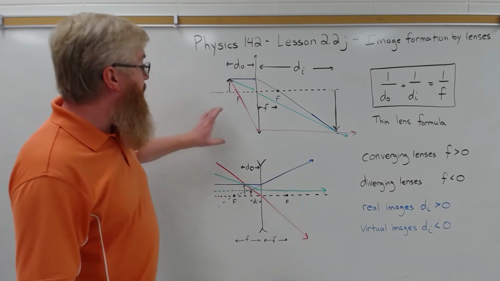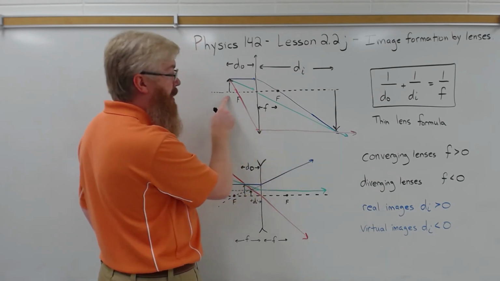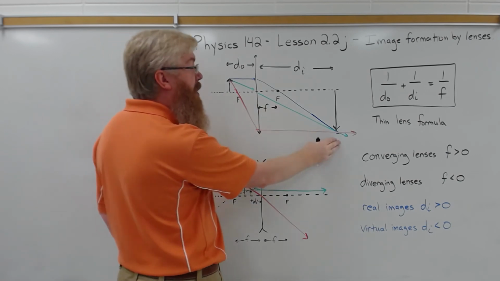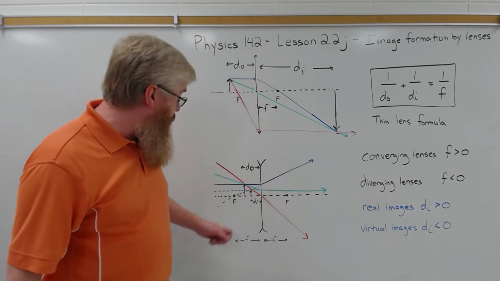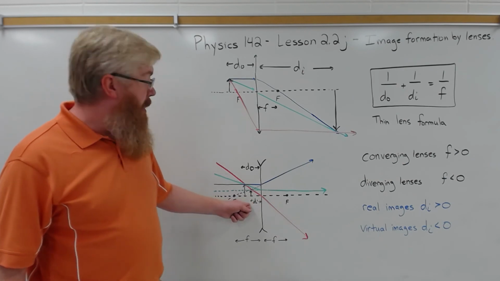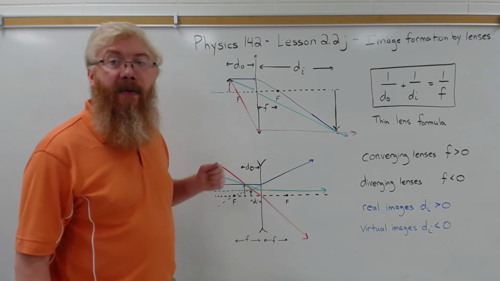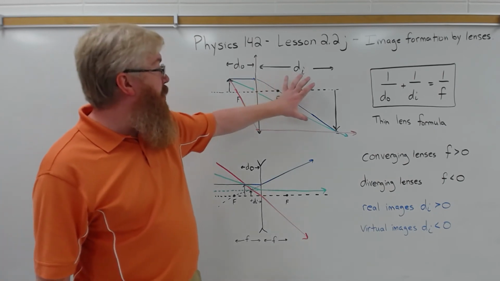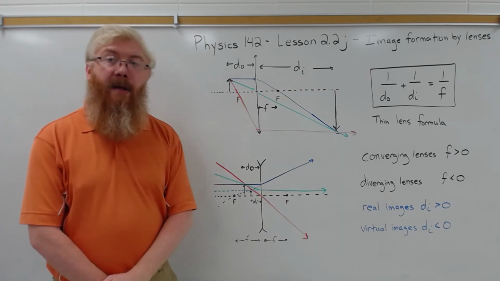And for lenses, real images form on the opposite side from the object. So if you have the object on the left-hand side, as it's typically drawn, real images show up on the right-hand side. Virtual images show up on the same side. So if you have the object on the left-hand side, the virtual image will also be on the left-hand side. So this is the distinction between real and virtual images using the thin lens formula.